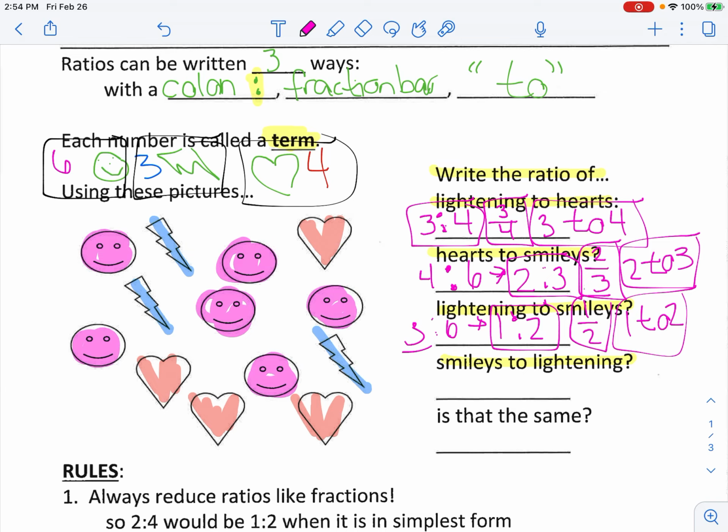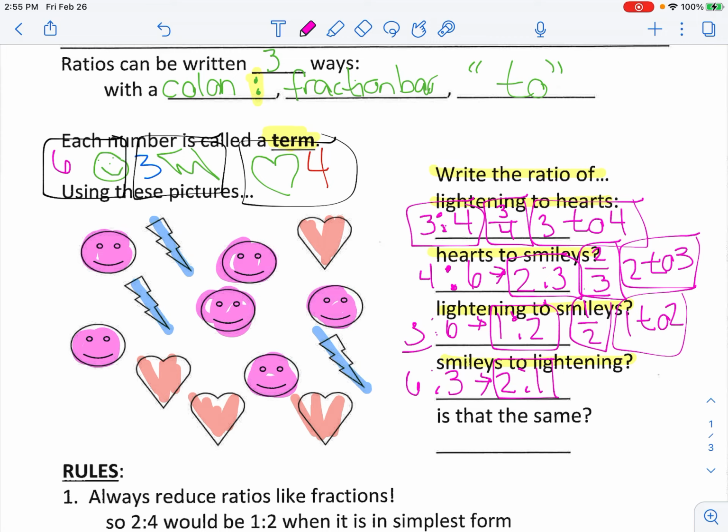Smileys to lightning. So I have 6 smileys and 3 lightning. So again, 6 and 3 are both divisible by 3. So 6 divided by 3 is 2, and 3 divided by 3 is 1. Notice we're doing the opposite of what we just did above.